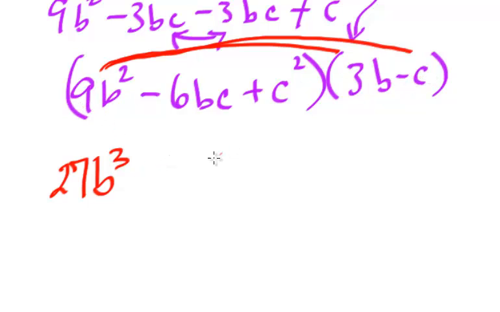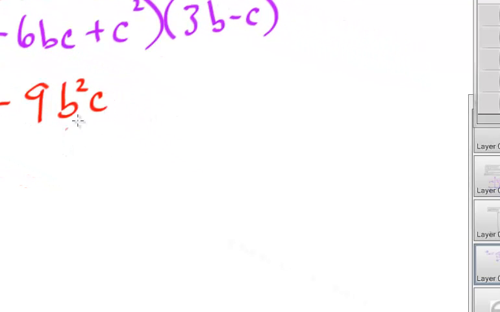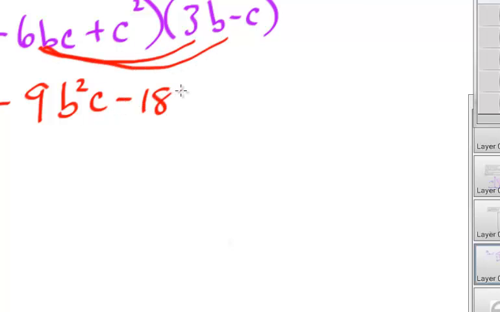9b squared times negative c is negative 9b squared c. And again, we're trying to put it in alphabetical order. Then we do this one. So it's this term times each one. That would be negative 18, what? B squared c. And then negative 6bc times negative c. That's going to change that sign. Man, you have got to get control of these signs. 6bc squared, because you got two c's there.